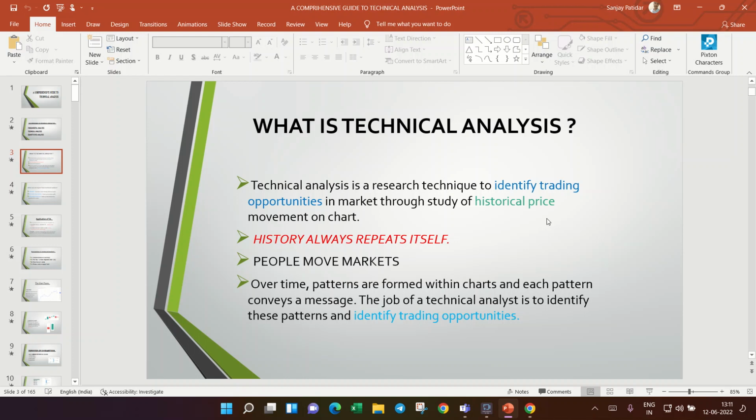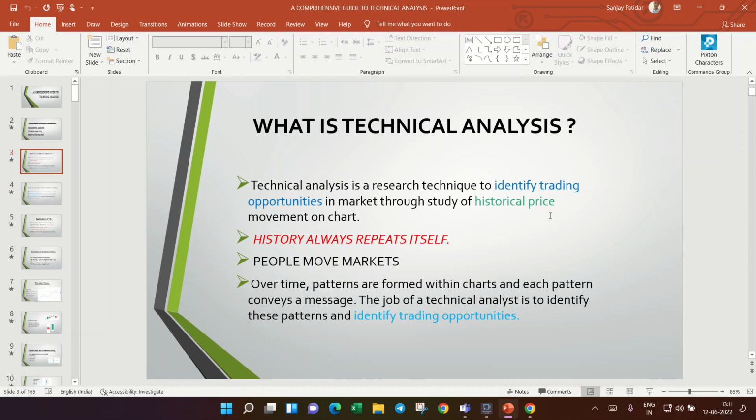Technical analysis is a study of historical price movement on the chart, and the rule for working of technical analysis is that history always repeats itself. And the second rule is people move the market. There are people behind the market who are placing trades and moving the market. A single person cannot move the market because he does not have that much capital requirement.